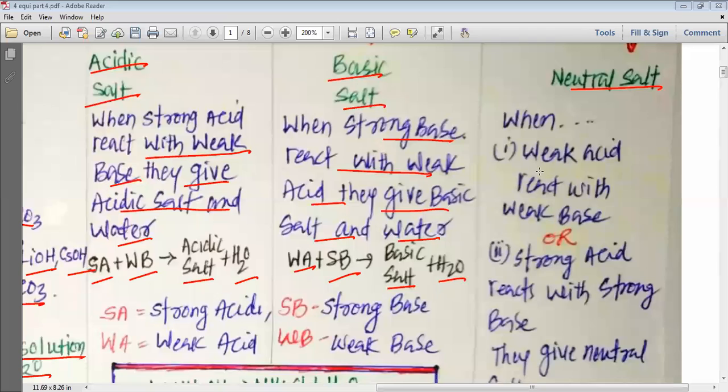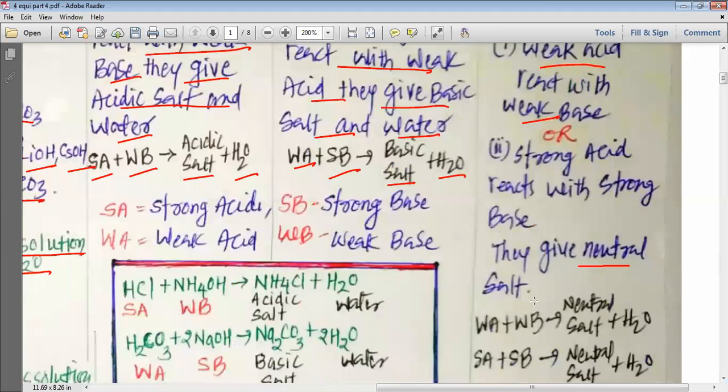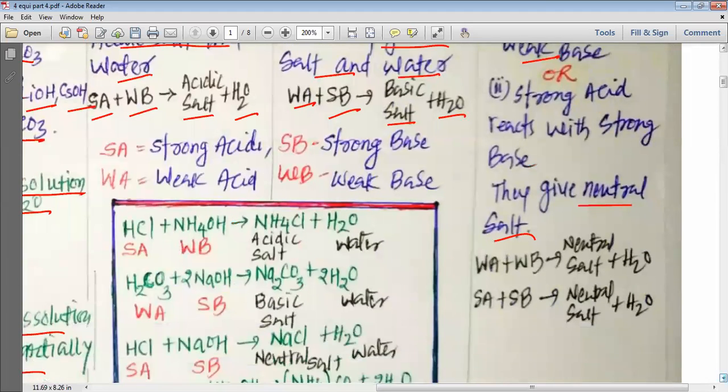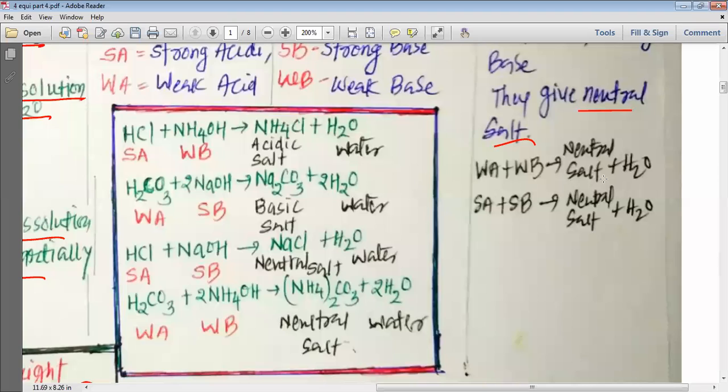neutral salt. When weak acid reacts with weak base, or when strong acid reacts with strong base, they give neutral salts. So we can write here that weak acid plus weak base gives neutral salt and water. Strong acid and strong base gives us neutral salt and water.